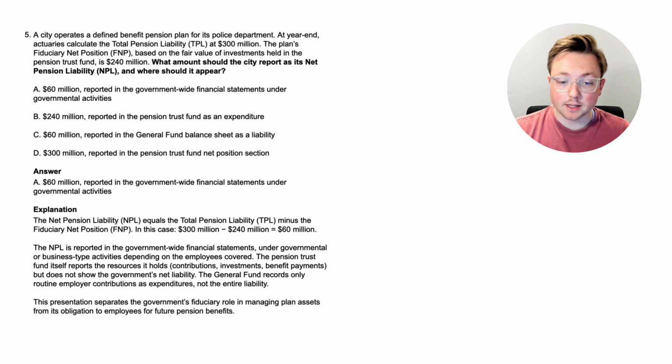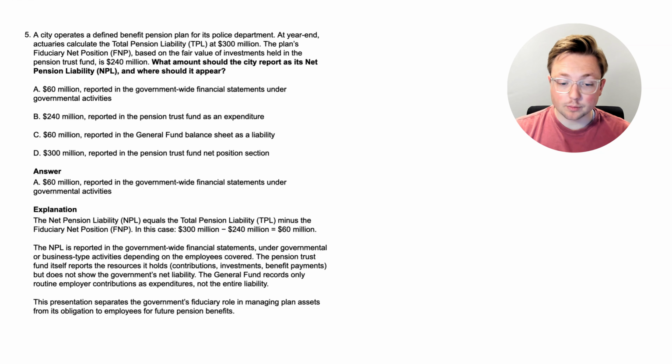The net pension liability equals the total pension liability minus the fiduciary net position. In this case, that would be $300 million less $240 million equaling $60 million. The net pension liability is reported in the government-wide financial statements under governmental or business-type activities depending on the employees covered. The pension trust fund itself reports the resources it holds, such as contributions, investments, benefit payments, but does not show the government's net liability. The general fund records only routine employer contributions as expenditures, not the entire liability.